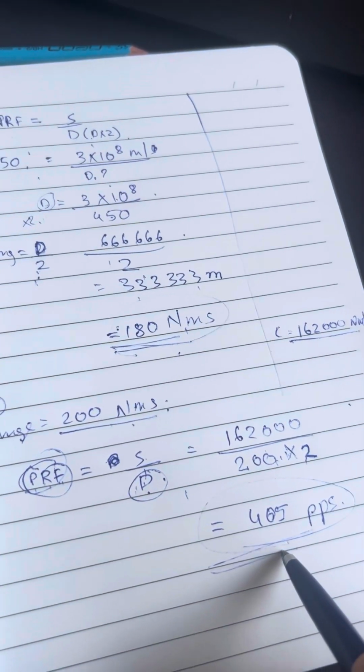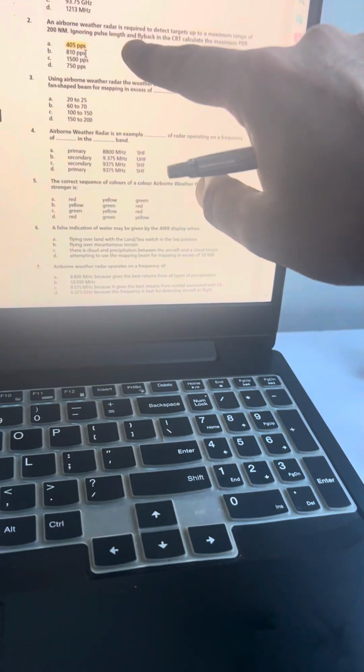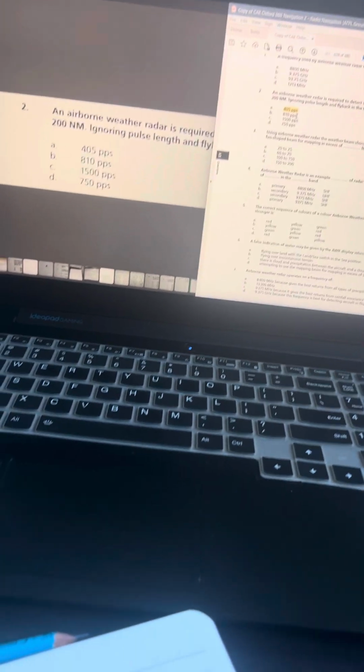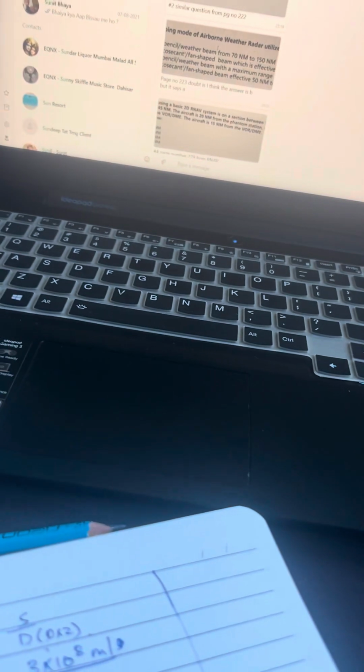So use this formula and remember D and range, and I think such questions will be very simple to answer. Just don't get confused about ignoring pulse length and flyback in CRT. They are adjusted by the computer on board the aircraft. So these are your 3 questions that I have solved.